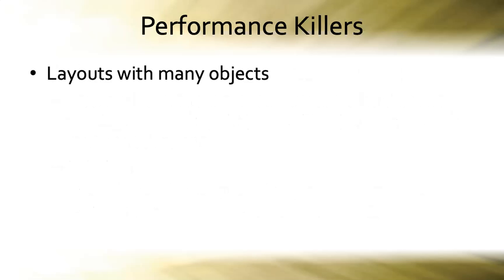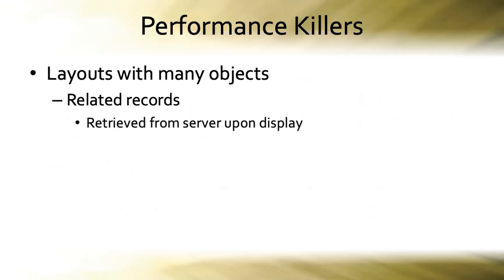The third and last performance killer we're going to talk about here are layouts with many objects. The more objects you put on a layout, the heavier it is, the longer it's going to take to fetch from server, especially if you've applied direct formatting as identified 2 slides ago. These include, and not the worst culprits among them, related records, because related records are retrieved from the server when asked to display. And remember, the record has to bring all of its fields down because a record is downloaded or fetched from server in toto, all the fields together.